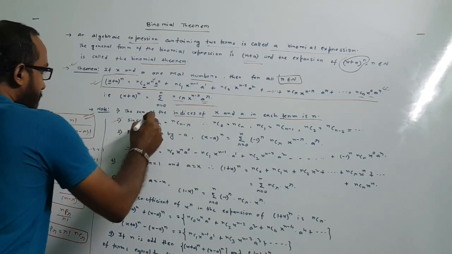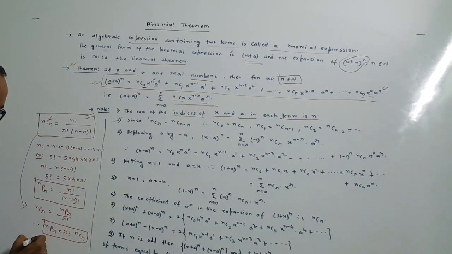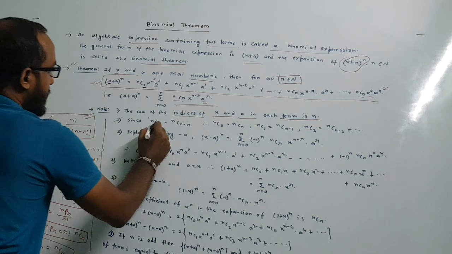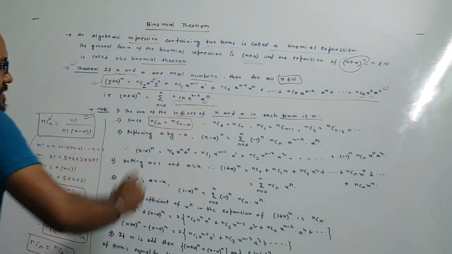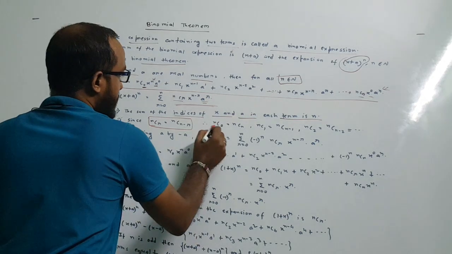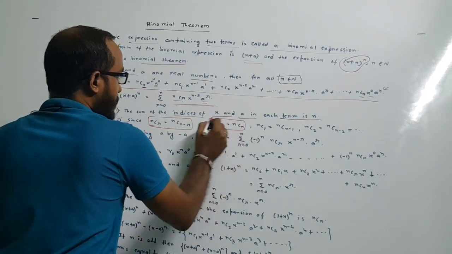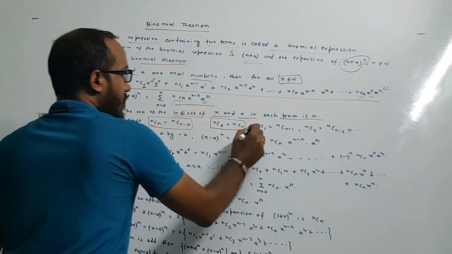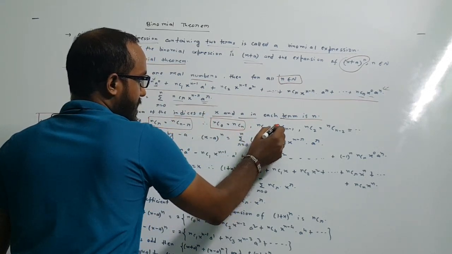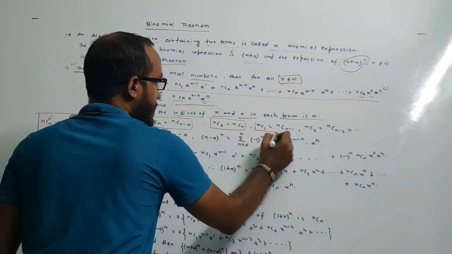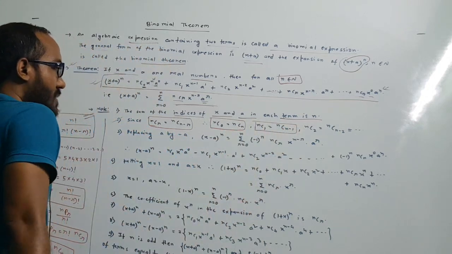And this is another formula: NCR. Always remember NCR equals NC n minus R. NCR is always equal to NC n minus R. That means NC0 would be NC n minus 0, that is NCn. What would be NC1? NC1 would be NC n minus 1.